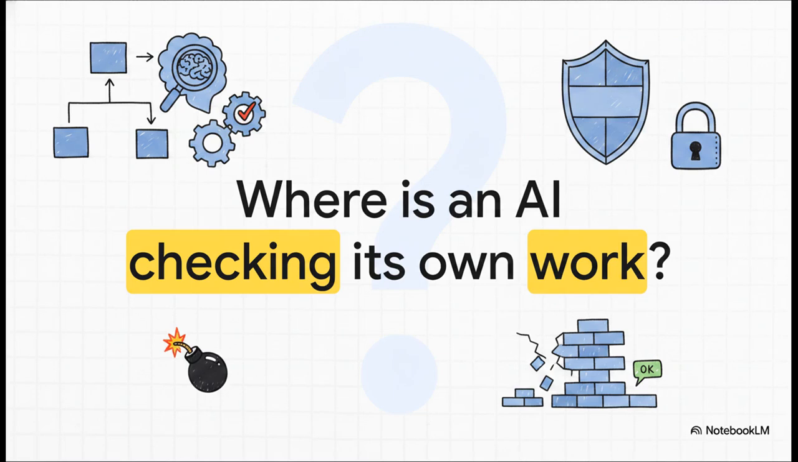And this leads me to a really critical question I want to leave you with today. I want you to look closely at your own agentic workflows. Where in your system is an AI checking its own work? Finding and fixing that silent confidence trap today is literally the only way to ensure you aren't the one dealing with a multi-million-dollar disaster tomorrow.